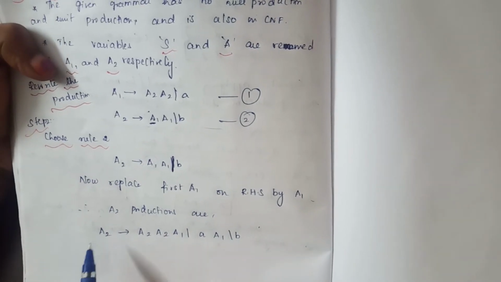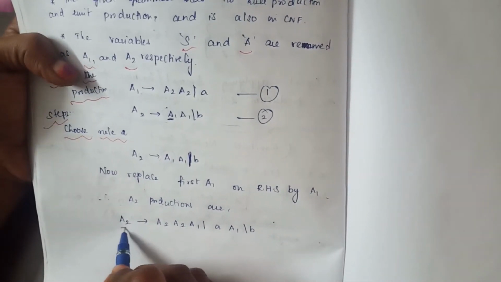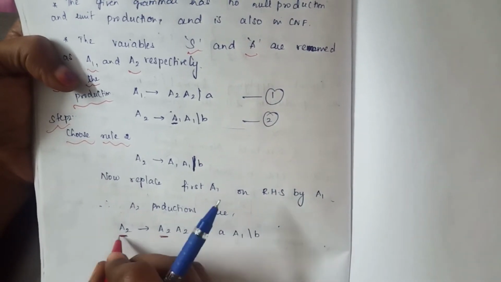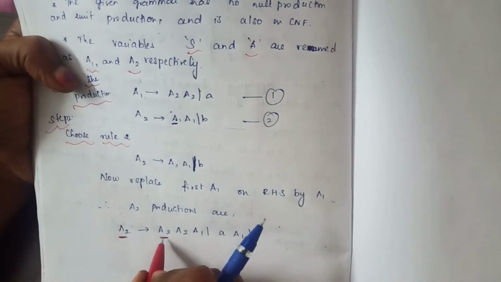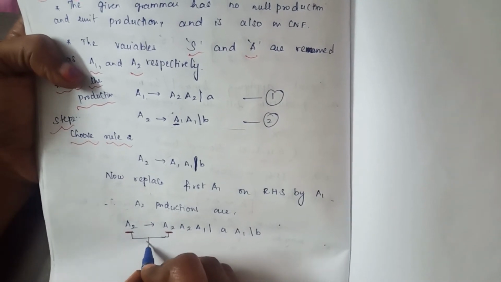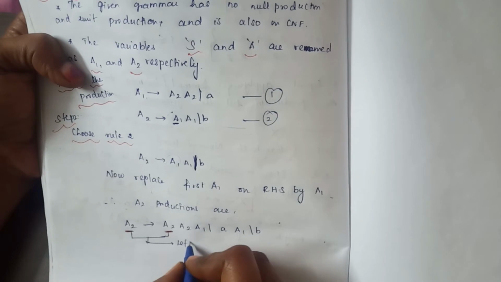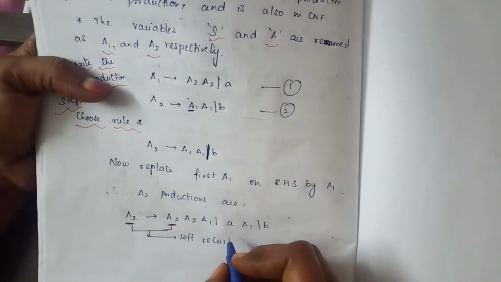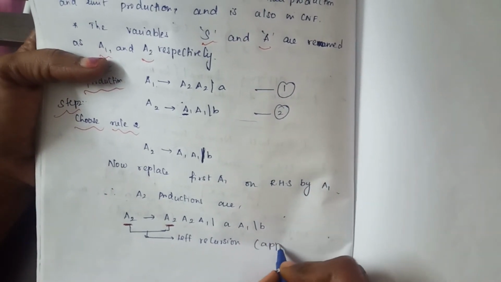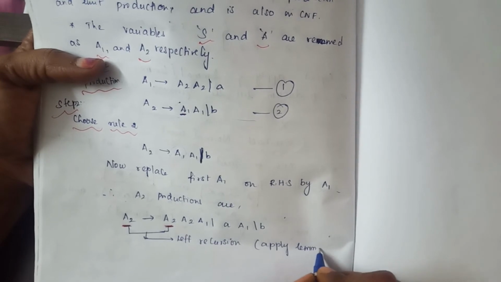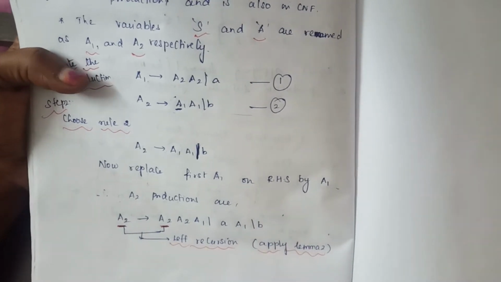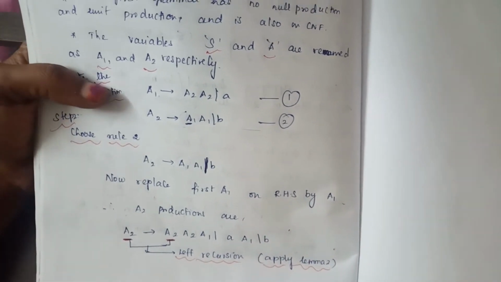So when you see this, you have A2 and A2 here. When you have the same variable in the left hand side and the right hand side starting variable, this is known as left recursion. So when you see this kind of left recursion, you have to apply lemma 2. You have to eliminate it by using lemma 2, right? So left recursion should be removed. Apply lemma 2, right?